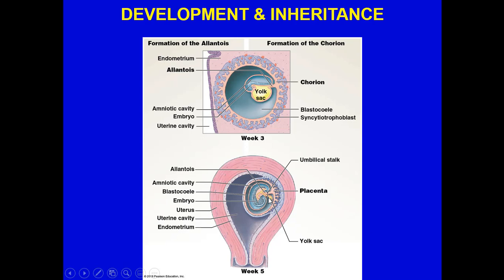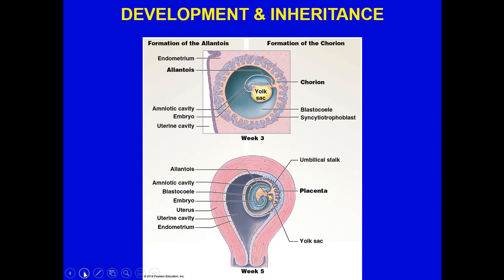As you can see here, what you've got by this point is a yolk sac. Notice it's very small because it's not really that essential for providing nutrients. It's there to provide blood cells, okay? You have the uterine cavity and you have the formation of the blastocele, you will eventually have the formation of other structures with these extra embryonic membranes.